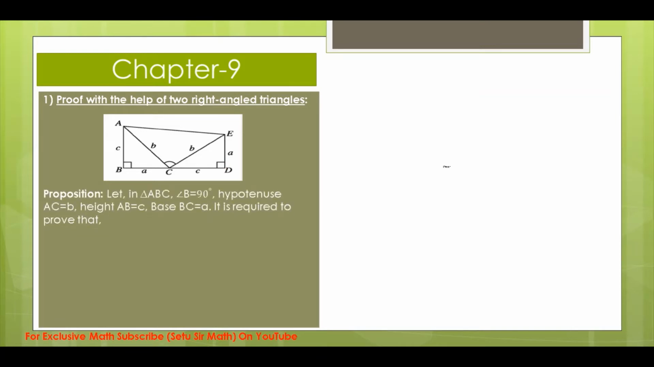Proposition: let in triangle ABC, at first we have to think about this triangle only, ABC, only this triangle, and after the construction we will get these two triangles. Okay, so let in triangle ABC, angle B equals 90 degrees, hypotenuse AC equals b, height AB equals c, base BC equals a.